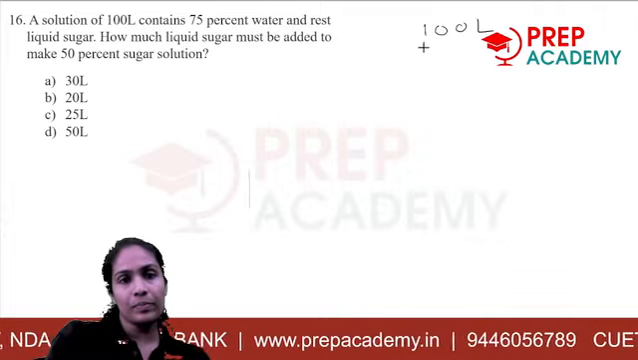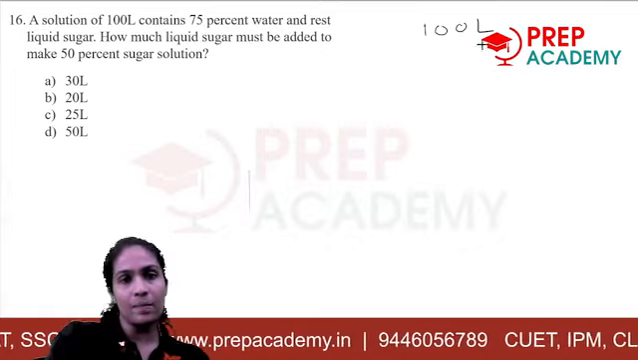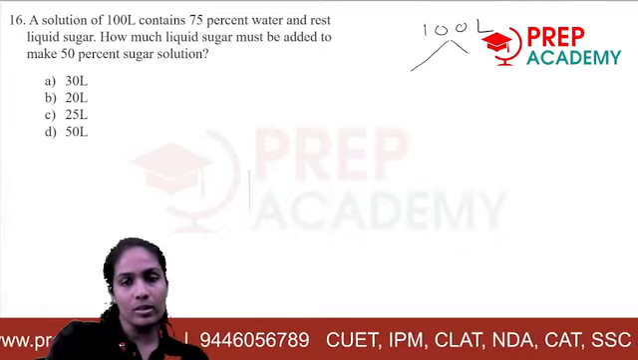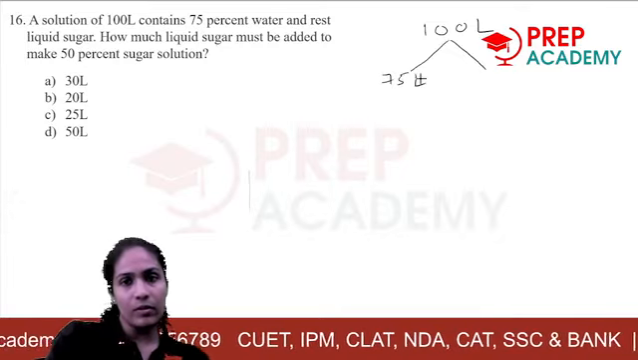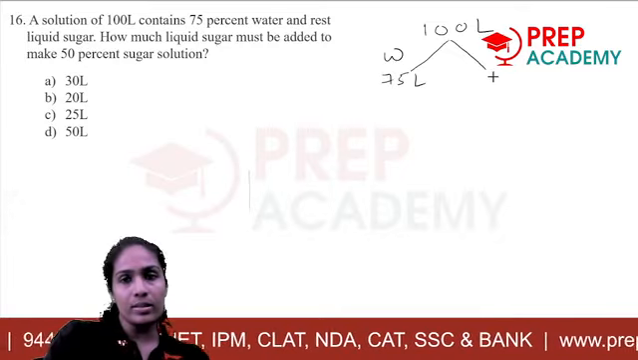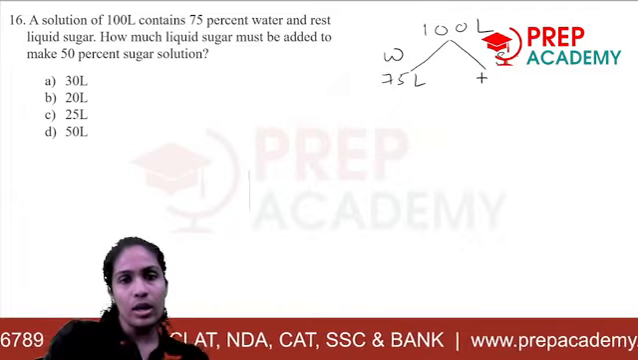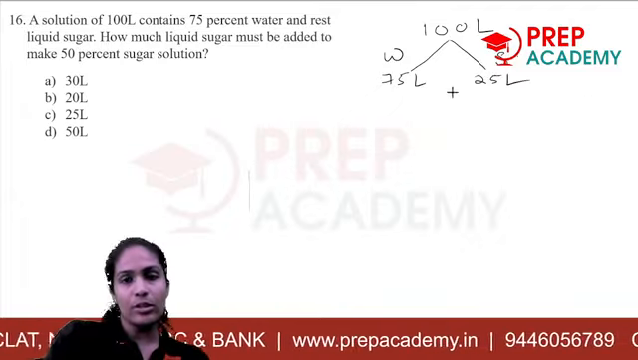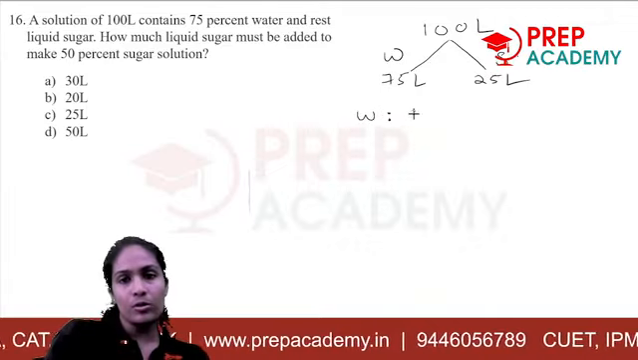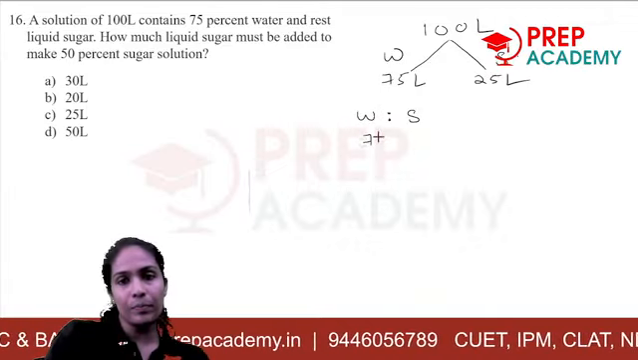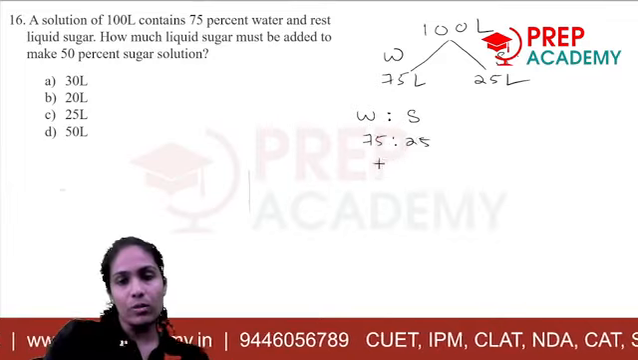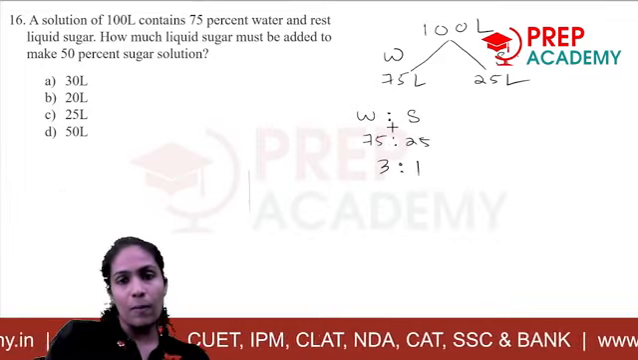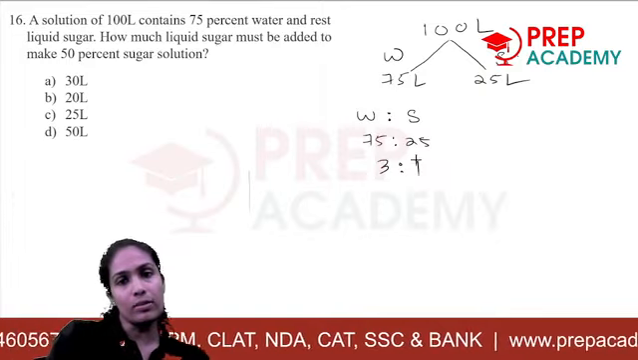Total solution is 100 liter, 75% water. Out of 100 liter, 75% means 75 liter water, and the rest is liquid sugar. Liquid sugar is 25%, that is 25 liter. So the ratio of water to sugar is 75 to 25, which is equal to 3 to 1. The ratio of water to liquid sugar is 3 to 1.